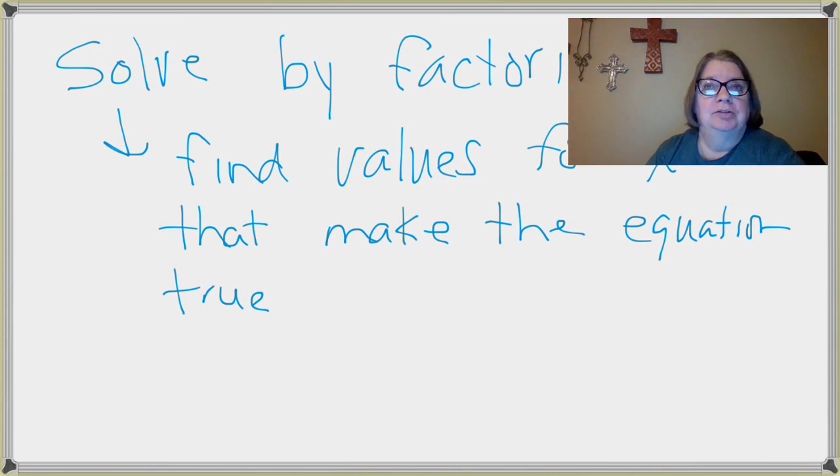When we solve quadratic equations, we have four methods. We have solve by factoring, solve by complete the square, solve by quadratic formula, and solve by graphing. We're going to start with solve by factoring.